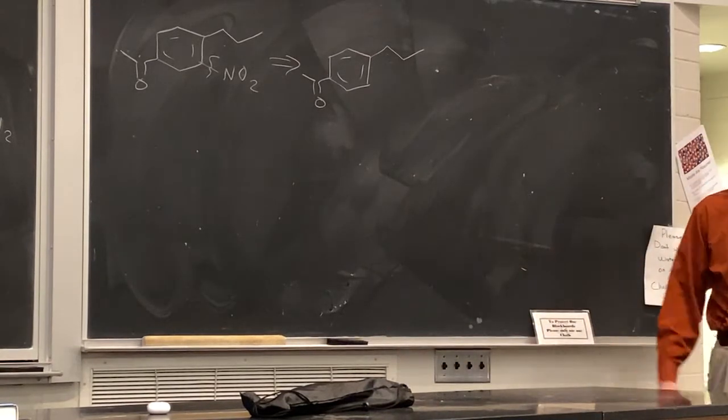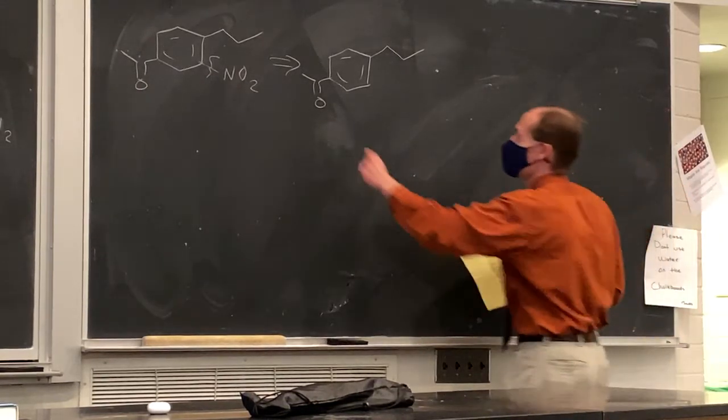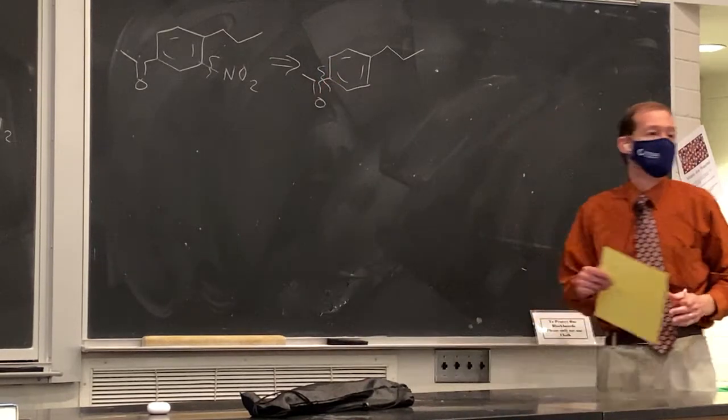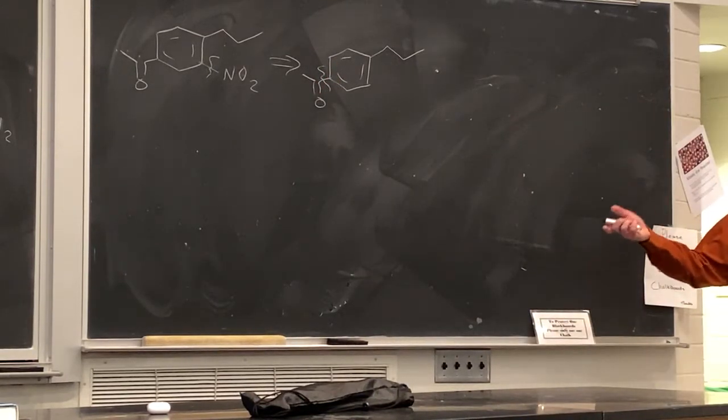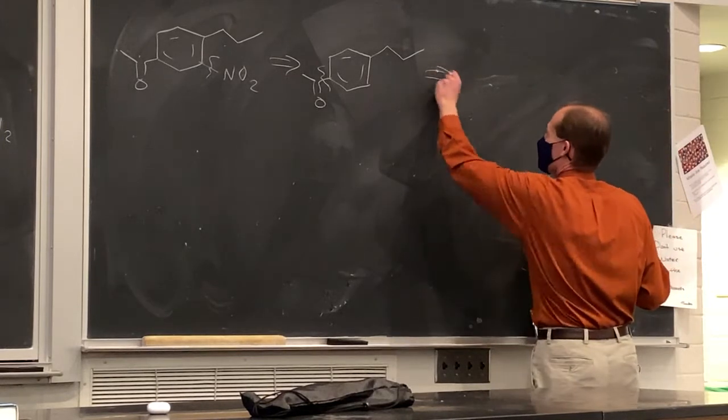Which group are we going to disconnect next? Propyl or acetyl? Acetyl, why? Okay, it's a deactivator, so that's a good reason to take it off. What's the relationship between these two groups? They're para. What's the directing effect of the propyl group? Ortho-para. What's the directing effect of the acetyl group? Meta. Okay, so we need to disconnect the meta director and leave the ortho-para director if we want the para product.